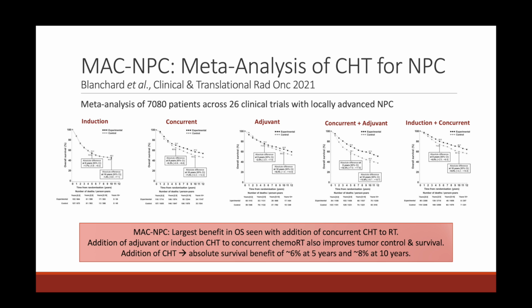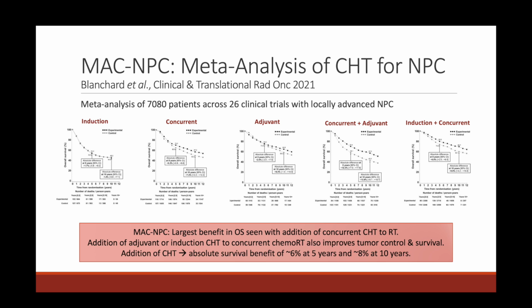So in general, for any disease site, and this applies to a lot of different disease sites, I think, including small cell lung cancer, non-small cell lung cancer, those are the two I can think of off the top of my head, and now nasopharynx as well. Adding chemotherapy to radiation seems to provide an absolute survival benefit of around 5% generally if they ask you that on boards. So remember, 6% survival benefit at 5 years, 8% at 10 years.